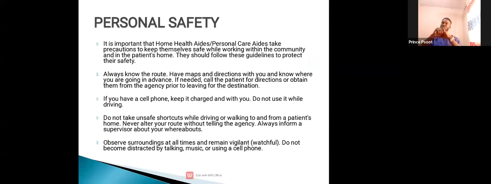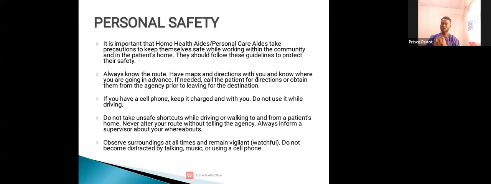Without wasting much time, we'll move quickly to the meaning of personal safety. It is important for home health aides or personal care aides to take precautions to keep themselves safe while working with the community and in the patient's home. They should follow these guidelines to protect their safety. Why is this important? Safety is very important. If you are not safe, you cannot make a patient safe. It takes me to be safe to save a patient. If your safety doesn't come first, the safety of a patient is not guaranteed.